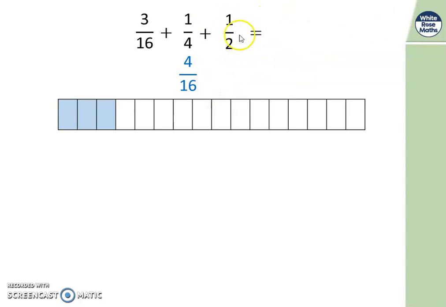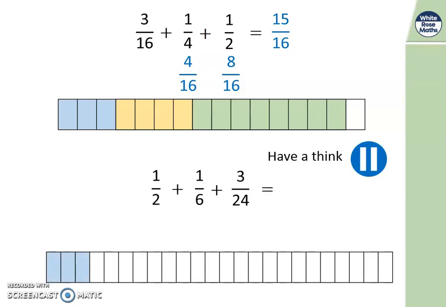Now halves are easy. What's half of 16? 8. So it's 8/16. Now let's put that on. We have the 3/16. Now we need to put on the 4/16 and another 8/16. And again, can you see we're just one short of the end, so it must be 15/16. Well done if you spotted that. Have a go now yourself. Find the common denominator and then imagine how far that's going to go on our strip. Pause the video and have a go.